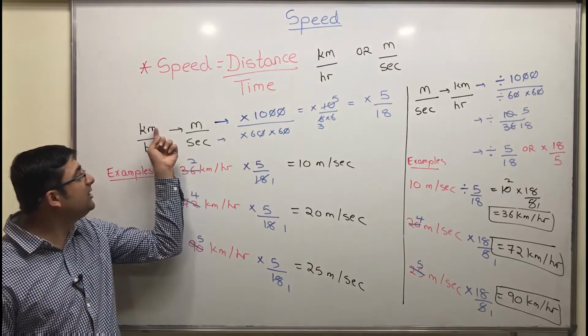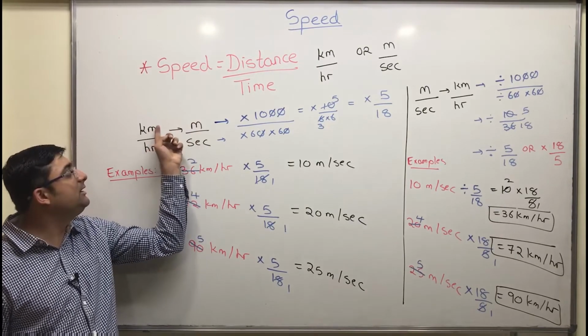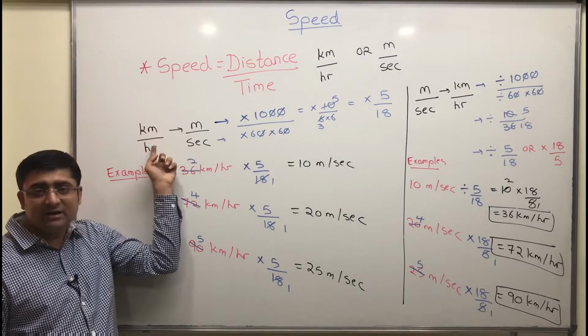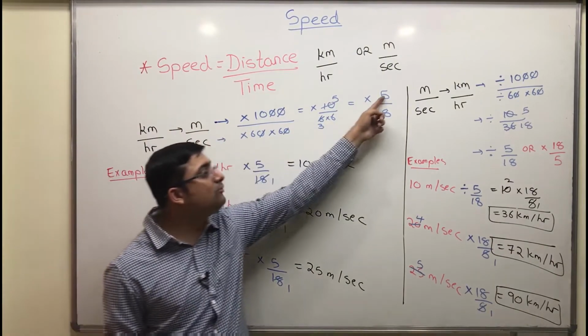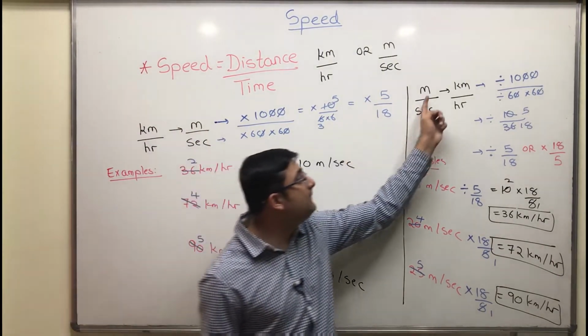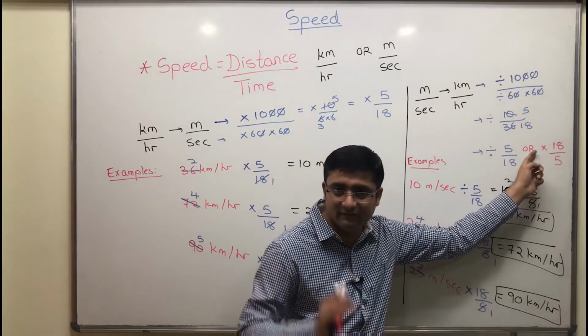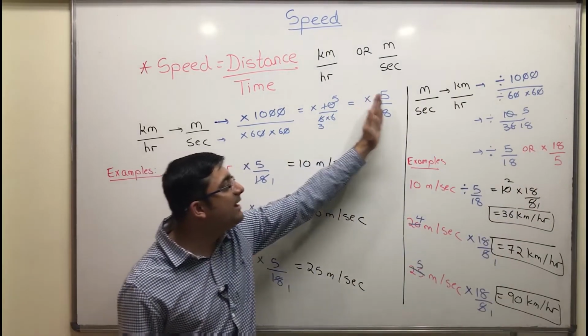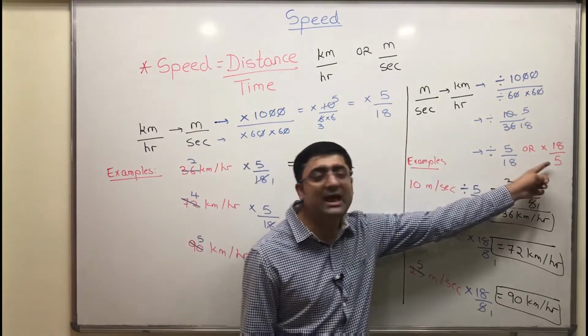See, when you're going from kilometers per hour to meter per second, just focus on the numerator, kilometer to meter. So this is big and this is small. Look at the destination. Destination is small, so smaller value, 5 by 18. Here, meter per second to kilometer, so destination is big, so bigger value, 18 by 5. What I mean is, between 5 by 18 and 18 by 5, which is smaller, which is bigger? This is smaller and this is bigger.